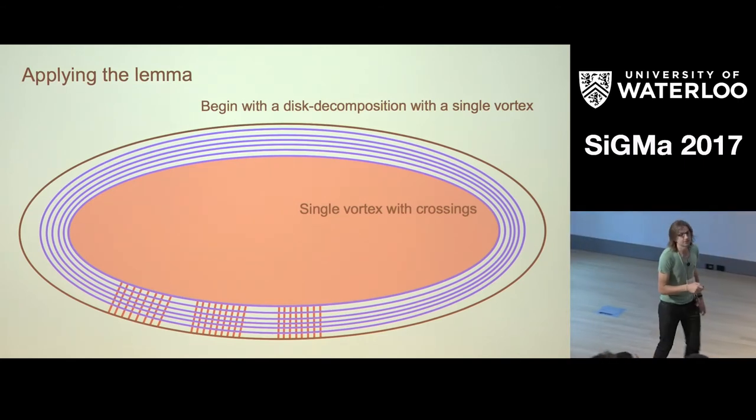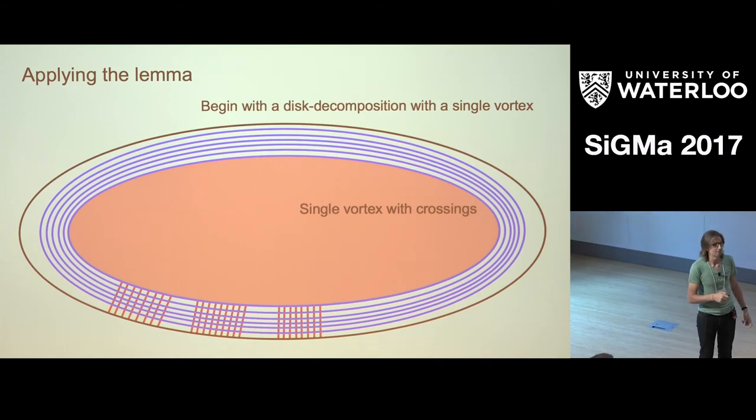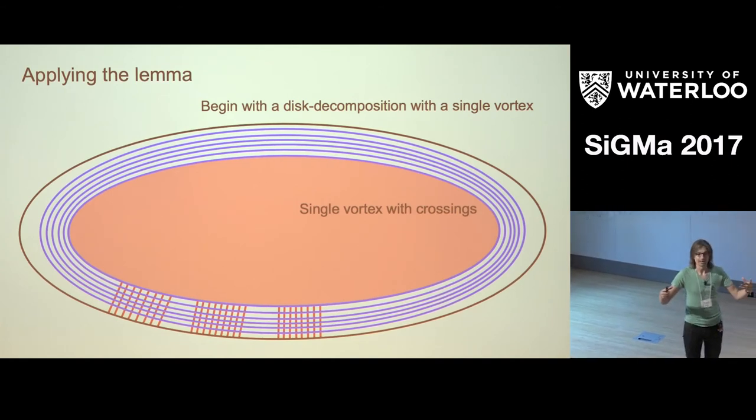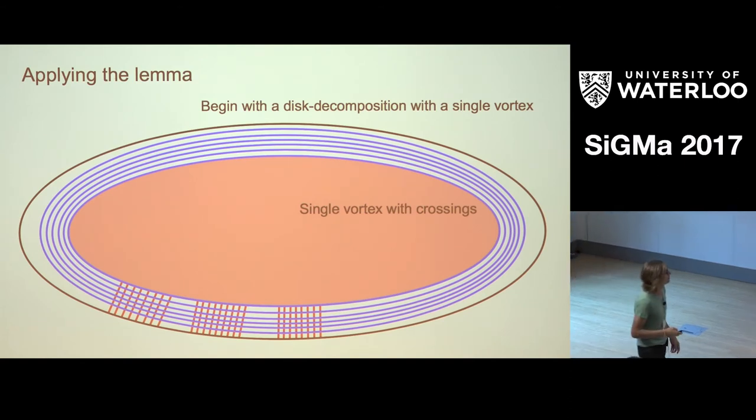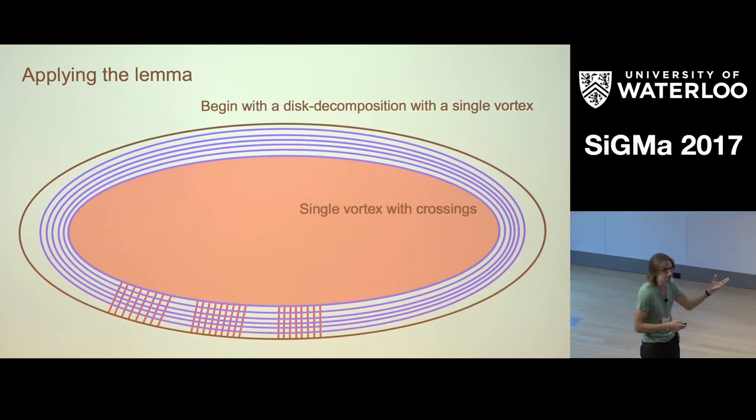Right? So this is the setup that we had from the beginning. Remember, we had the whole graph embedded in the sphere with a single vortex of unbounded depth living there. And I had, from the wall, a whole bunch of concentric cycles all around the vortex, and a nice orthogonal linkage going from the outside concentric cycle to the inside concentric cycle. Those were, again, the ones I got from the vertical path of the wall. So I have a single vortex drawn here with a whole bunch of crossings. And this is, again, the setup that I want for my lemma.